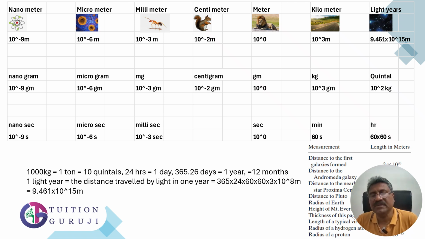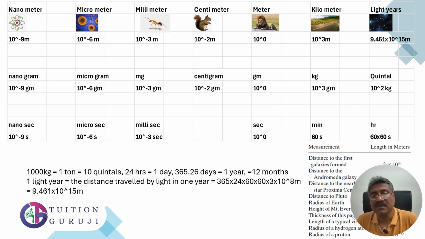But if you want to measure the length of a squirrel, that will be maybe 15 to 20 centimeter or so. For that, we will be using the unit centimeter. And if you want to measure the length of a lion, we will be using meters.